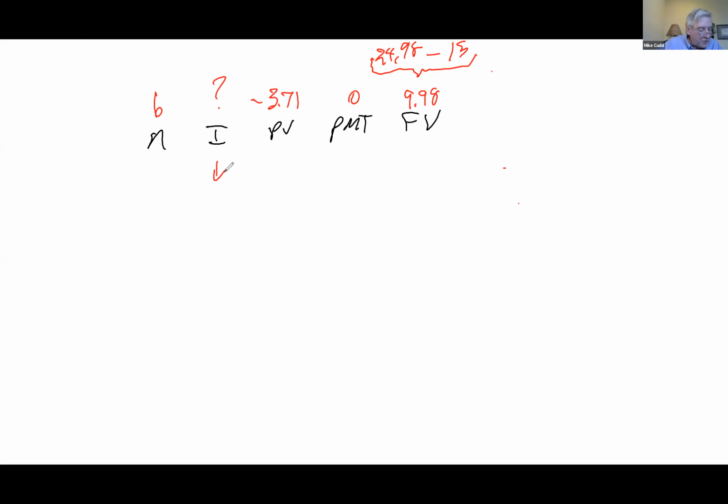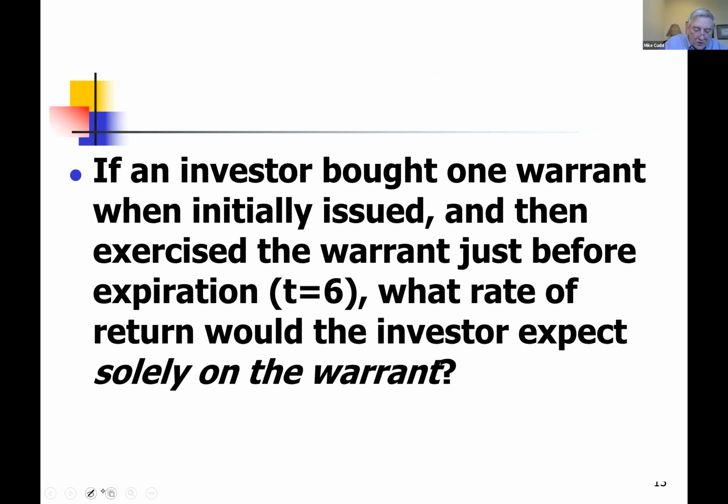And I'm getting 17.9%, I believe. So that would be the return solely on a warrant to a warrant investor. The reason we want to look at all of these different return figures is to see if they all are rational. I'm going to jump around just a little bit. I'm skipping something. I'll come back to it.